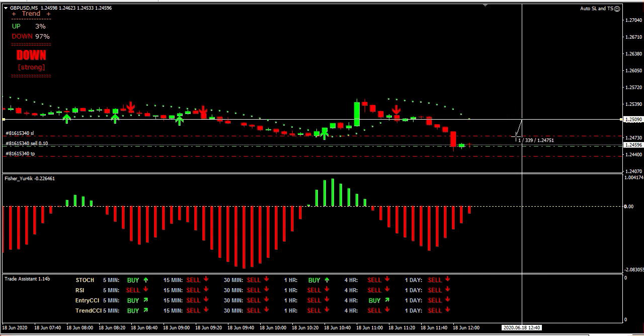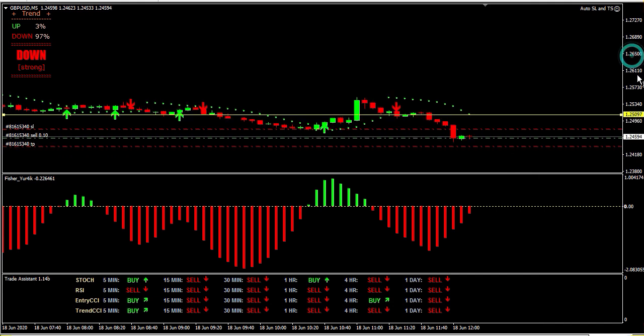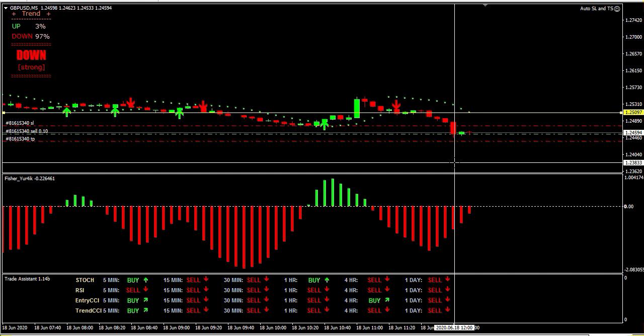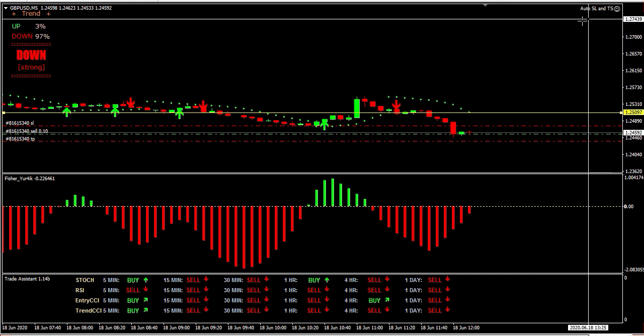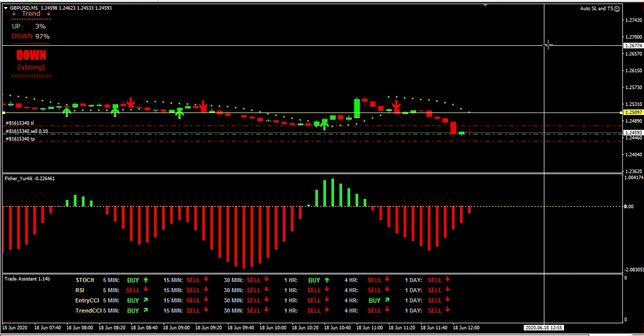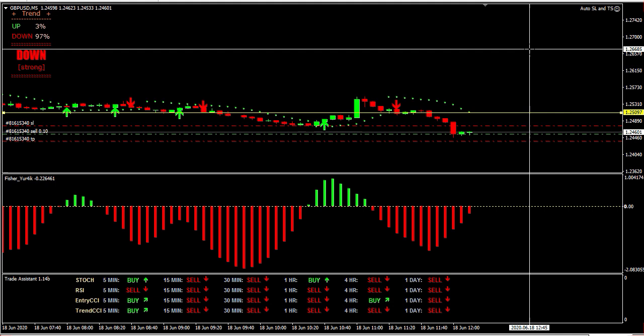Let's see, about 50 pips, right? So you can place your take profit level here at 50 pips. But because you are using the auto stop loss, let that set up your take profit and your stop loss.